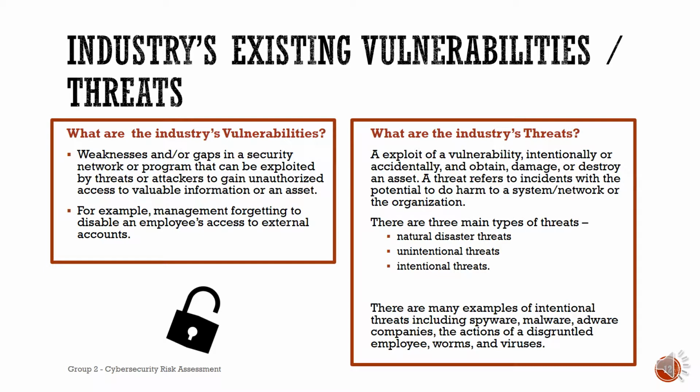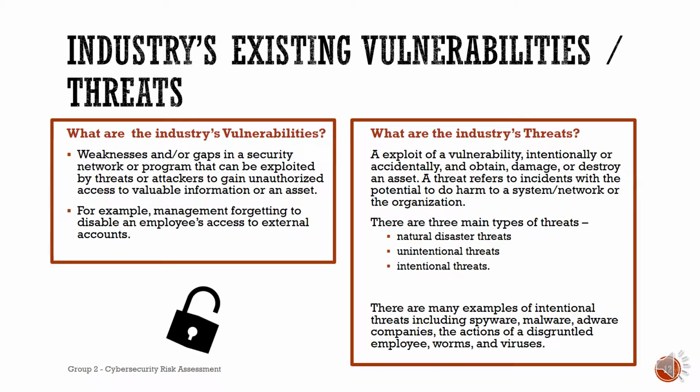In order to have a strong handle on data security issues that may potentially impact our organization, it is imperative to understand the relationship and differences of three central components: threat, vulnerability, and risk, along with knowing the current environment state. What are the industry's vulnerabilities? Vulnerabilities are weaknesses or gaps in a security network or program that can be exploited by threats or attacks to gain unauthorized access to valuable information or an asset. In other words, it is an issue that allows an attack to be successful.